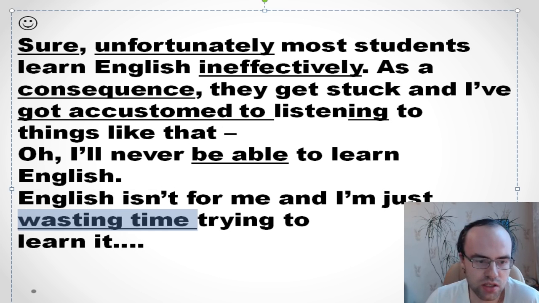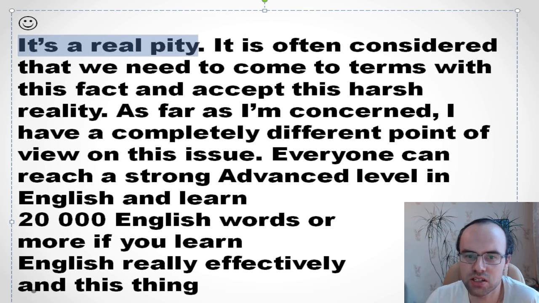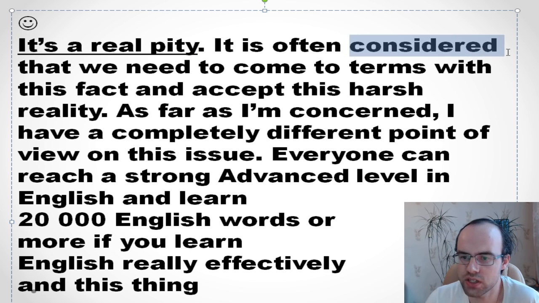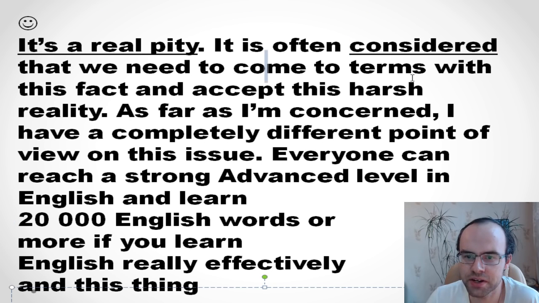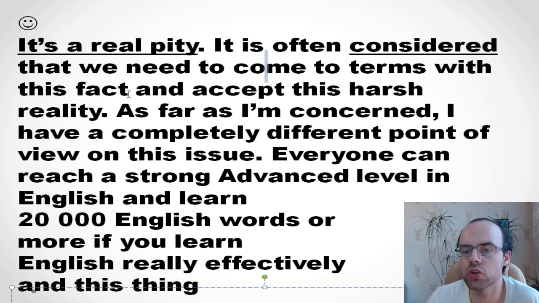Okay, so it's a real pity. It means it's a sad thing, it's a very disappointing thing, and it's often considered, you can say it's often considered, it's passive voice, or it's often said. People often say, people often consider it, that we need to come to terms with this fact. So come to terms, it's another nice phrase. Actually, it means that we need to accept. So you can say come to terms or accept the fact. Yes, and accept this harsh reality.